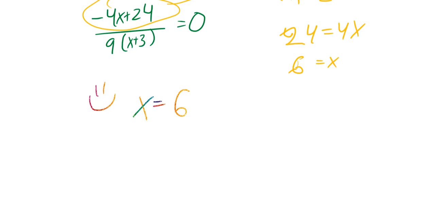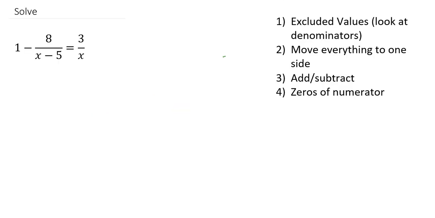Another one. These are long. I'm not pretending like these aren't sometimes long, but as you get better at them, they get a little bit faster. First up, I find my excluded values.